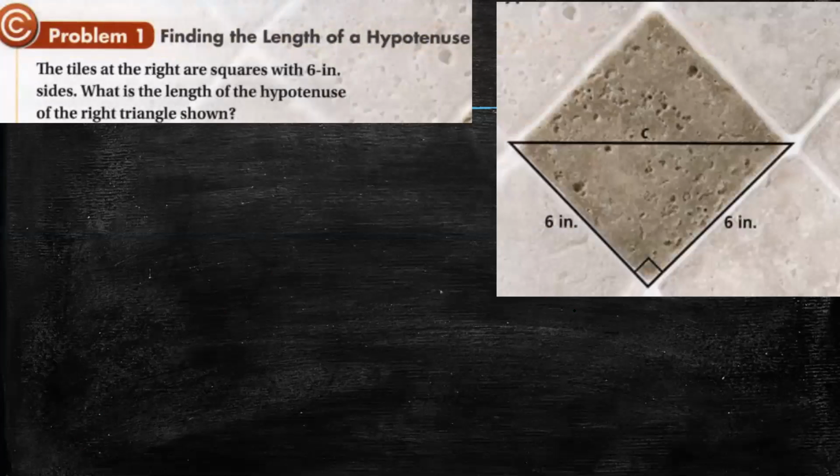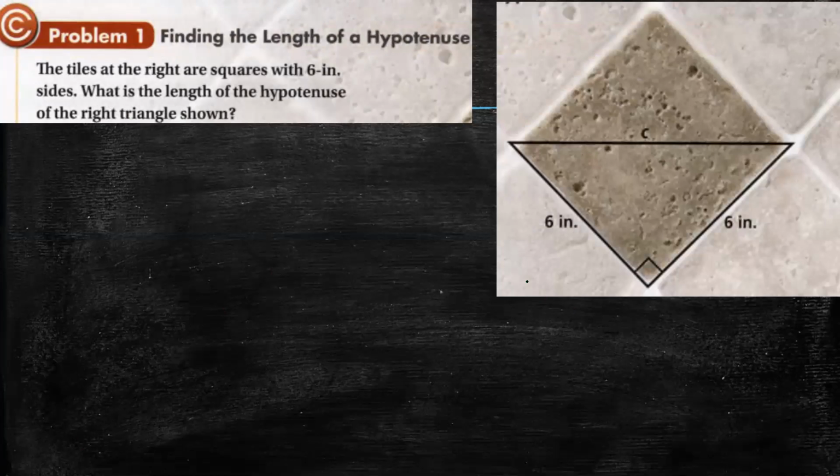Let's have this problem here. In this problem, we will find the length of the hypotenuse. We will solve a right triangle. Look at here, we have a tile at the right, which is a square, and it has 6-inch sides.